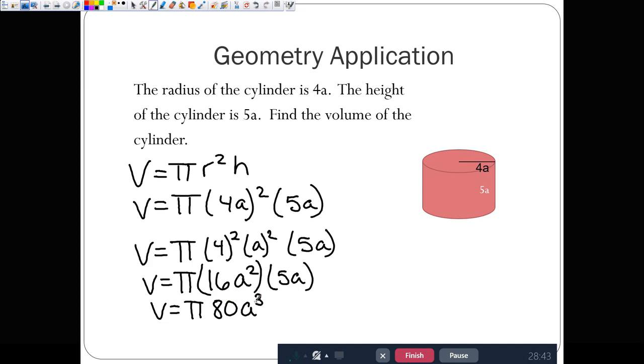I like to rewrite with my number out front. You can leave pi as just pi, but I like it so it would be volume equals 80 pi a to the third, because we can rewrite, because that is our associative property, where we can rewrite it. Or you could take 80 and multiply it by pi and get approximately 251 a to the third.